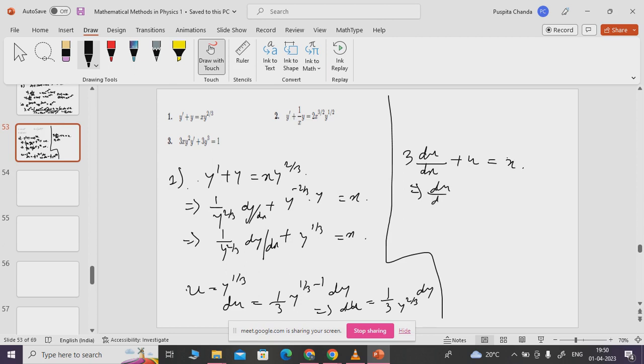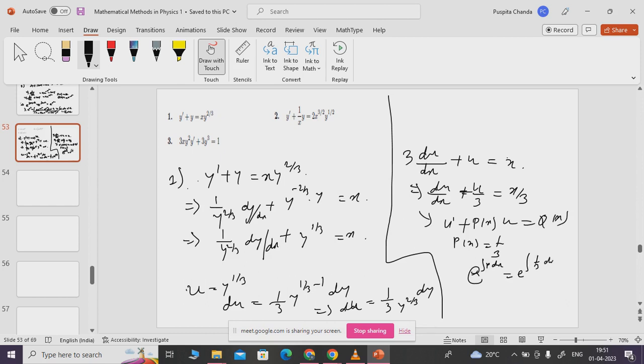3 du by dx plus u is equal to x. We can write this as du by dx plus u by 3 is equal to x by 3. This is a form of u dash plus function of x times u is equal to q of x. Here p of x is equal to 1 by 3.